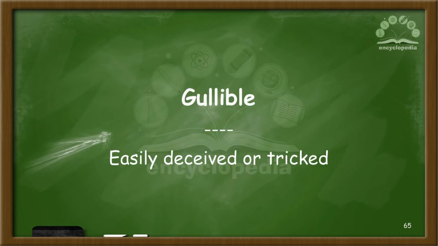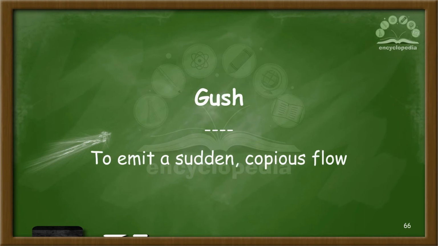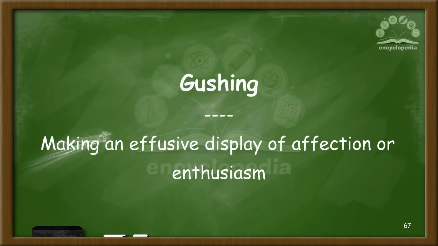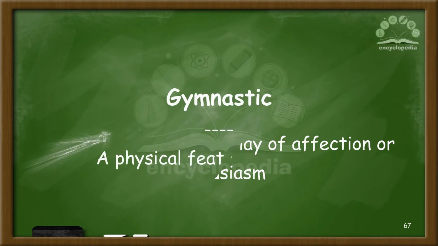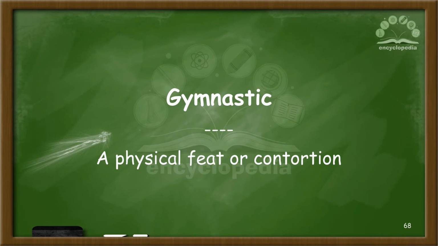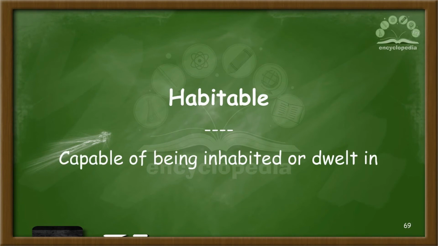Gullible. Gullible means easily deceived or tricked. Gush. Gush means to emit a sudden, copious flow. Gushing. Gushing means making an effusive display of affection or enthusiasm. Gymnastic. Gymnastic means a physical feat or contortion. Habitable. Habitable means capable of being inhabited or dwelt in.